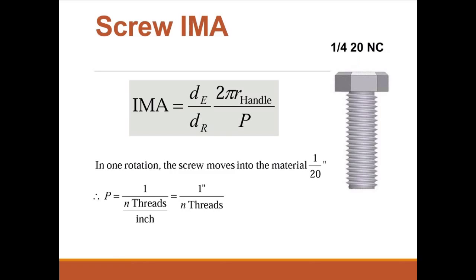This means that when I do one rotation, a full rotation with my wrench, or a full rotation of the screwdriver that I'm using, my screw is going to go down 1/20 of an inch.